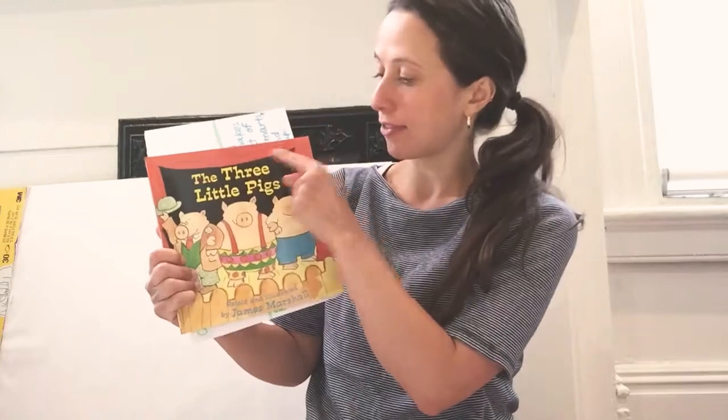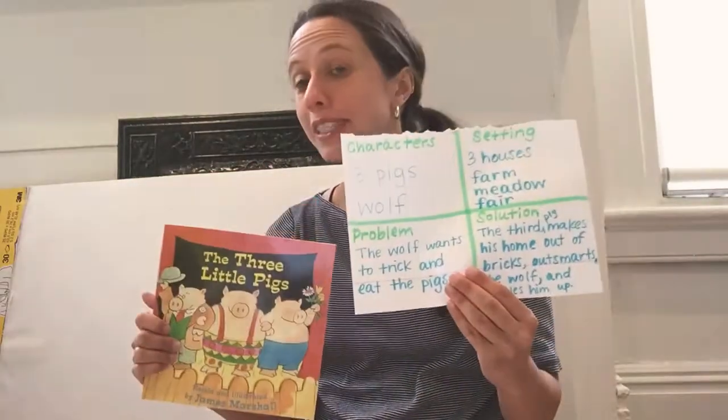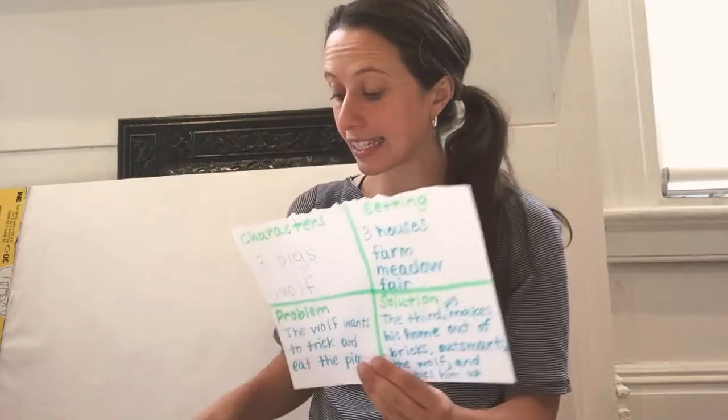Hey super second graders. So in my last video, we identified the story elements from the story, The Three Little Pigs, all right? And I have my paper right here. I really enjoyed this story and I hope you did also. And today what we're gonna do is we're gonna read another version of The Three Little Pigs, and we're gonna identify the story elements in that story.